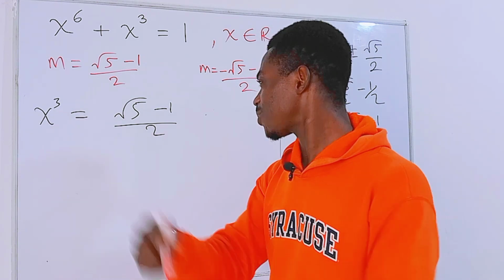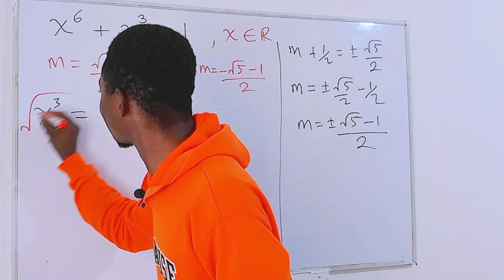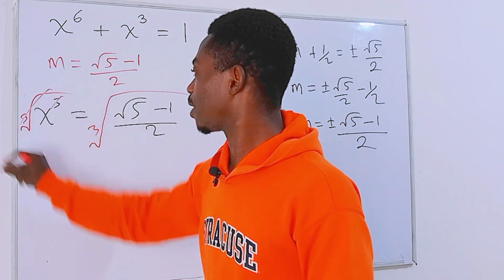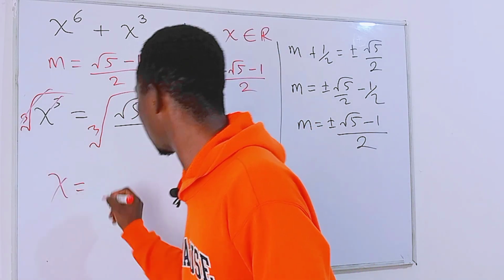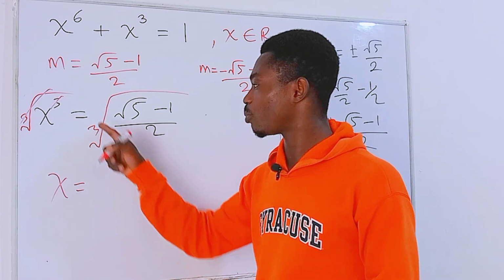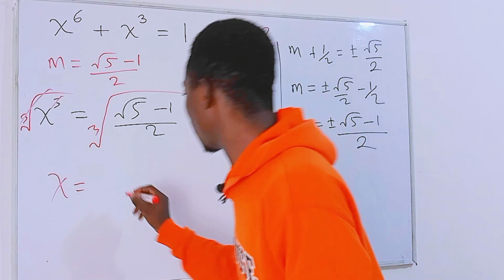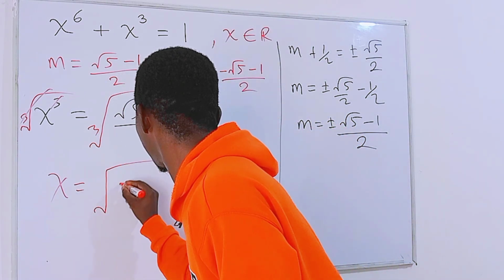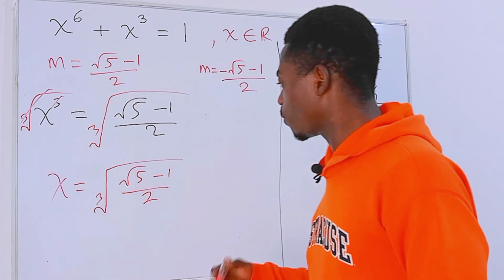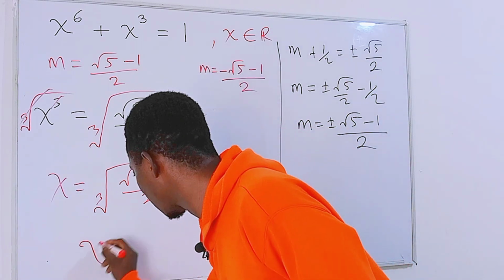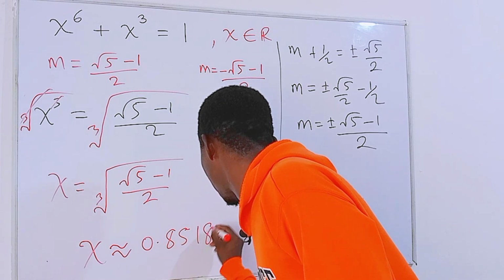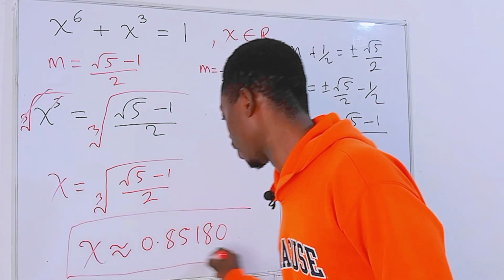What should we do? Let's take the cube root on each side of the equation, and this will go. On the left hand side, we are left with x, and this is equal to, because the root index is odd, we don't need to bring plus or minus, take note. So we are left with the cube root of square root of 5 minus 1 divided by 2. If you use a calculator for this, you will get x approximately equal to 0.85180 as one of the solutions.